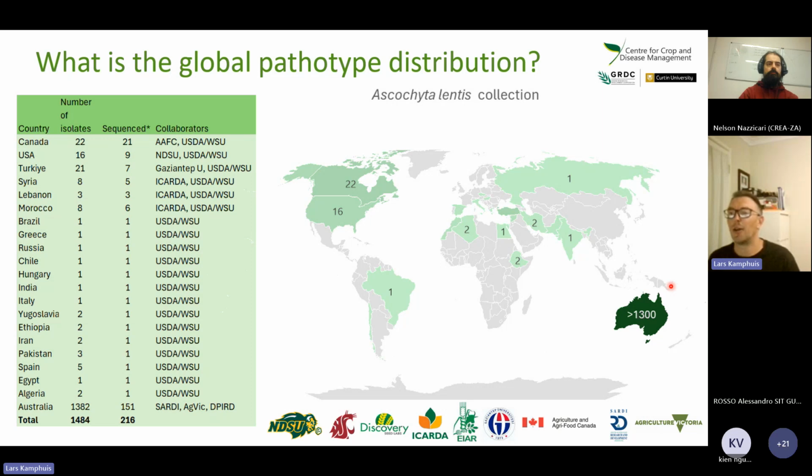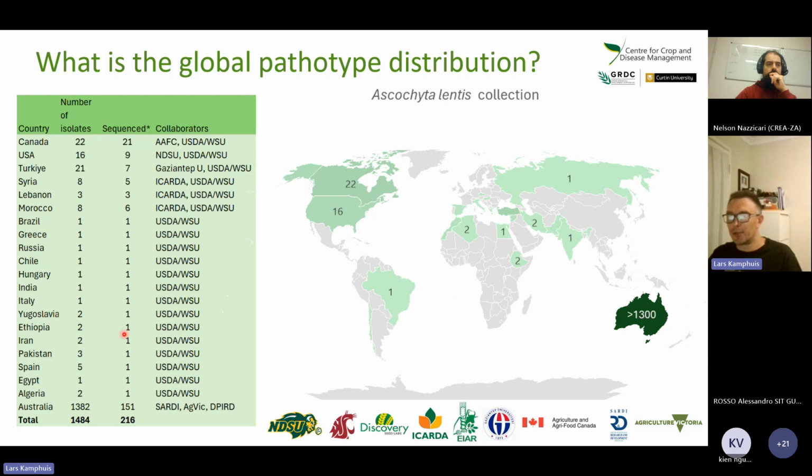And so we're starting to develop an international collection of lentil isolates. So if you have lentil isolates in your collection that are not on this list, we would love to hear from you and obtain those isolates. Because one of the other activities that we're currently working on in our lab is to sequence a diverse panel of Ascochyta lentis isolates from around the globe.